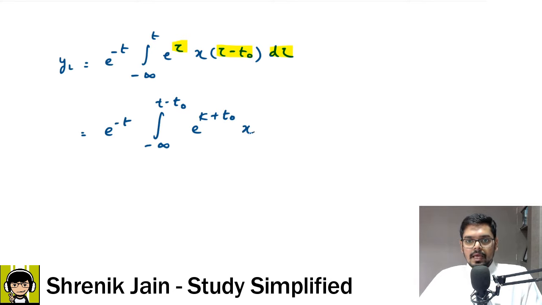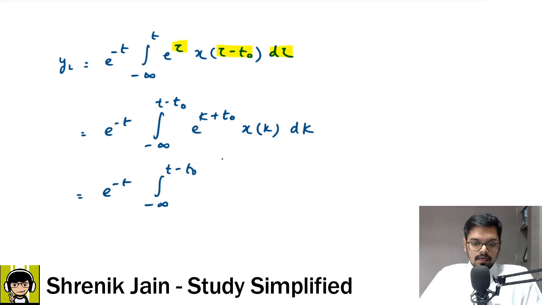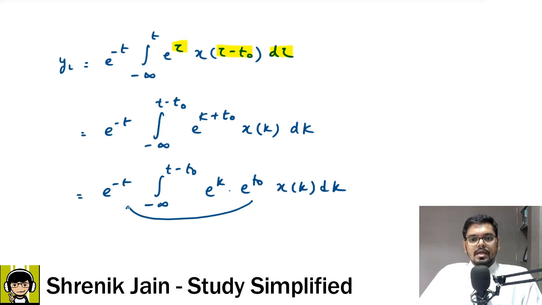Now what's next? x of tau minus t naught is k and d tau is dk, right? I can split this: e to the power minus t, integral from minus infinity to t minus t naught, and then I have e to the power k, e to the power t naught, x of k dk. Okay, what's next? You can take this outside, yes, because that is a constant. The k are the variables, those cannot be taken outside.